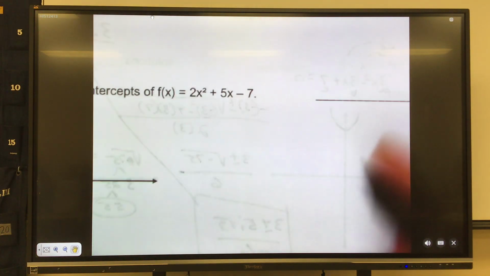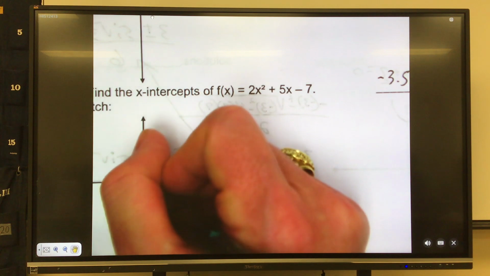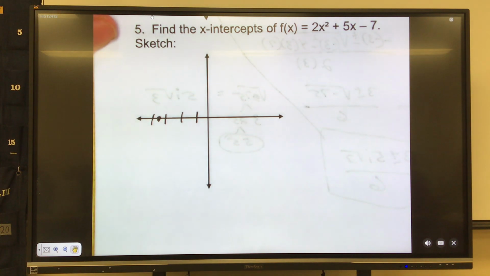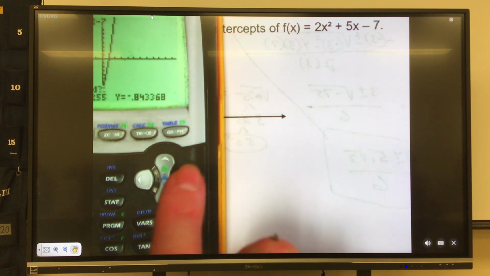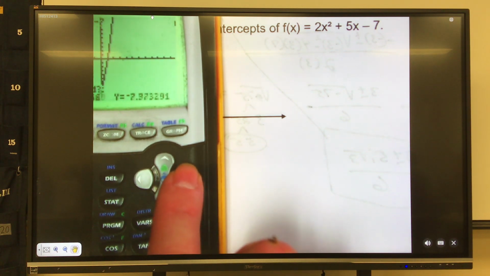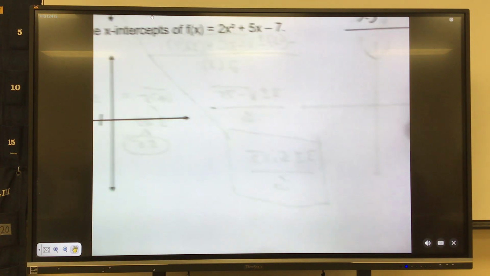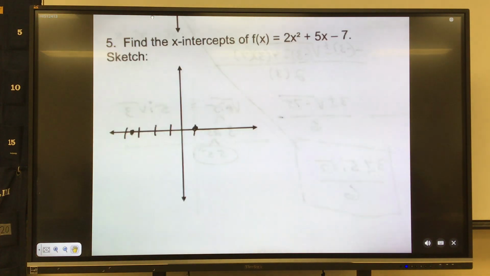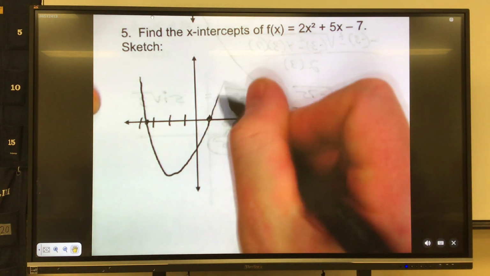So one of my zeros is negative 3.5. Okay, one of my x-intercepts. 1, 2, 3, 4. So negative 3.5 is about right there. Now we go find the other one. Second trace, number 2. Slide it over to the left of this 0. Hit enter. To the right, hit enter. Guess, hit enter. And it's at 1. So, and 1. And so that's right there. And a rough sketch of that guy. Just like that.